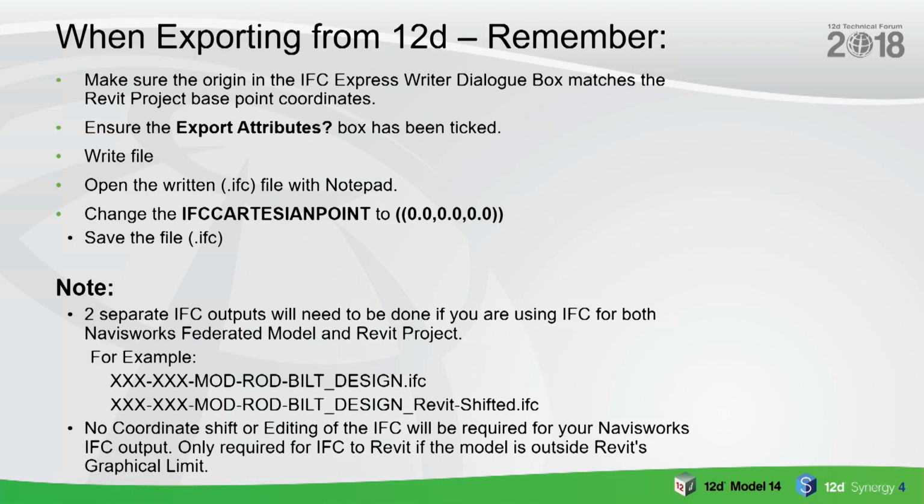So we've got to remember, when we're exporting from 12D to Revit in Model 12 version M, that we change the IFC Cartesian point. We make sure we shift the coordinate to the designated project base point inside Revit. And if we're doing exports to a coordination view as well as Revit, we have to do two, because bringing in a project at 0, 0 in Navisworks is no good to most of us.